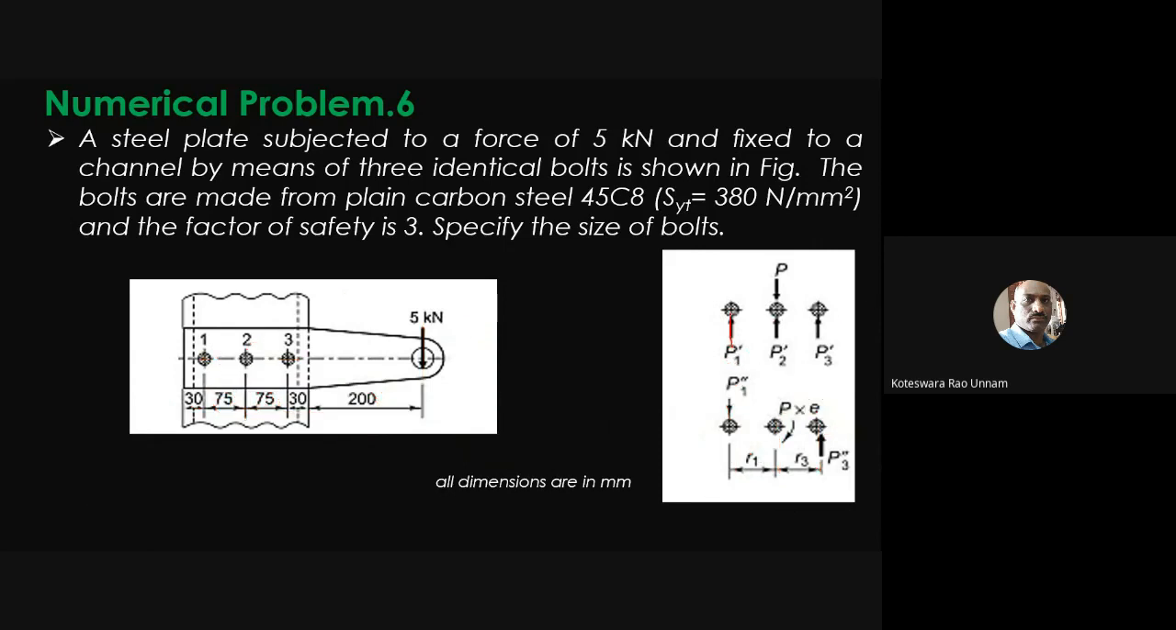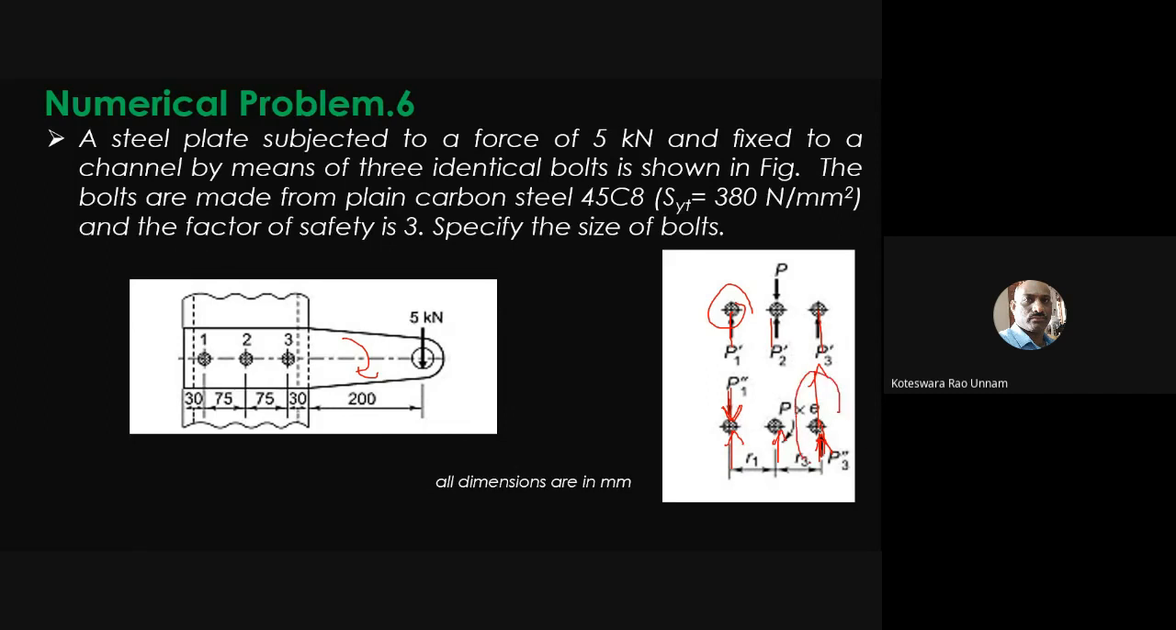Primary shear forces are acting vertically upward like this, and the secondary shear forces, since the moment is clockwise, will have to create an anti-clockwise movement, which means it has to act like this. So if I take the first bolt, the primary force is acting upward and the secondary shear force is acting vertically downward. If I take the second bolt, there is only primary shear force. The secondary shear force is 0 because your R2 is 0. In the case of the third bolt, both the primary shear force and the secondary shear force are acting in the upward direction only.